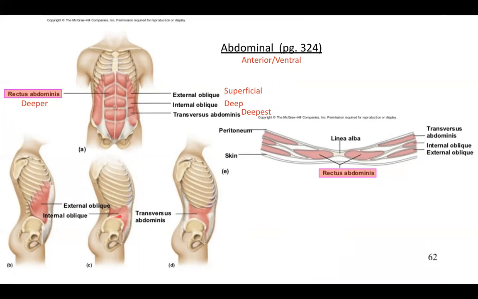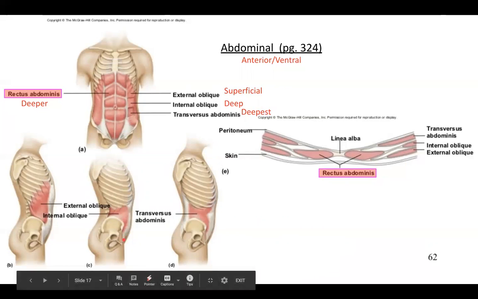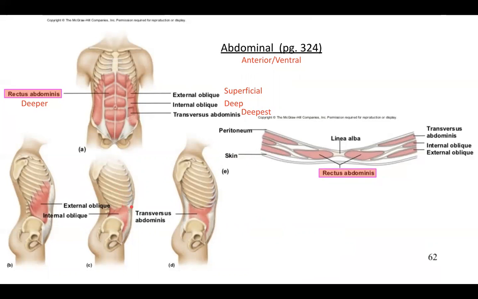So the internal is going to be the opposite. So its origin is actually down in the coxa here, and then it inserts down here in your lower portion of the coxa, as well as the costal cartilage of your ribs up here, and the linea alba, which is the connective tissue that you have towards the center of your abdomen.